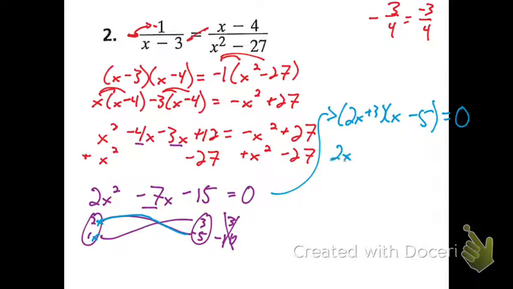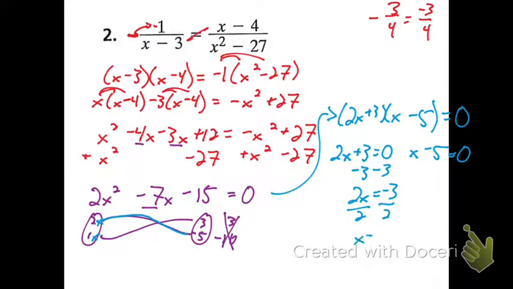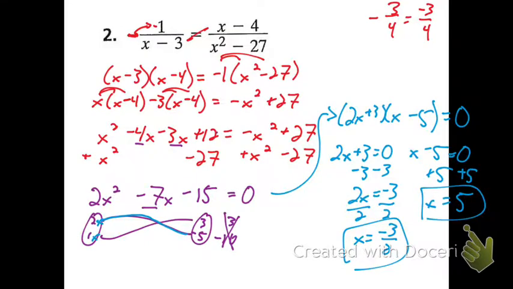I'm going to have 2x plus 3 equal to 0, and I'm going to have x minus 5 equal to 0. I'm going to subtract 3. I'm going to divide by 2. I'm going to add 5 to both sides. And those are my two solutions so far.